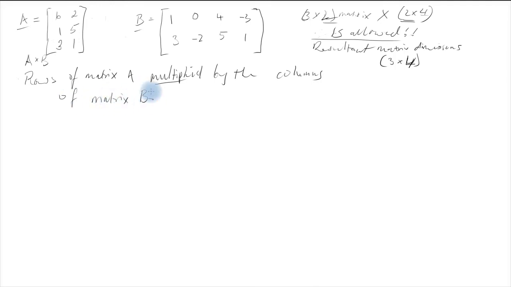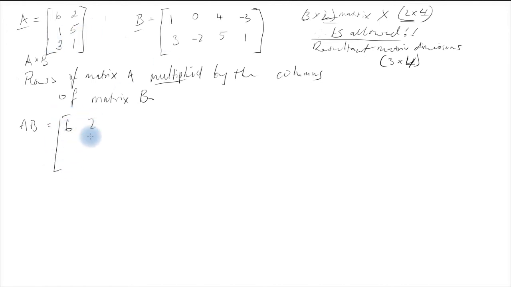Okay, the rows of A, so going across of A, are going to be multiplied by the columns of B going down. And you'll see that this is why the inner dimensions must be the same as each other. Because there are 2 things in the row of A, and there are 2 things in the column of B. So it actually makes sense to be multiplying those things together. So let's set this up. Our A times B.